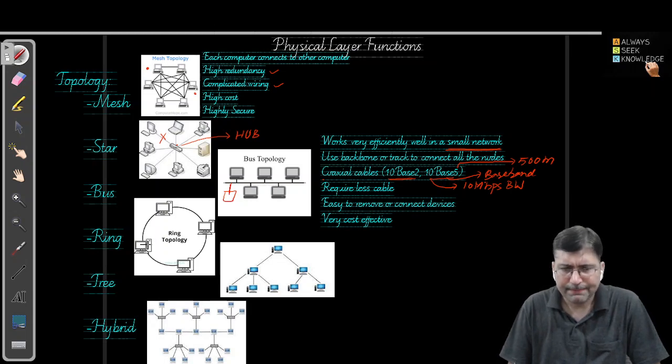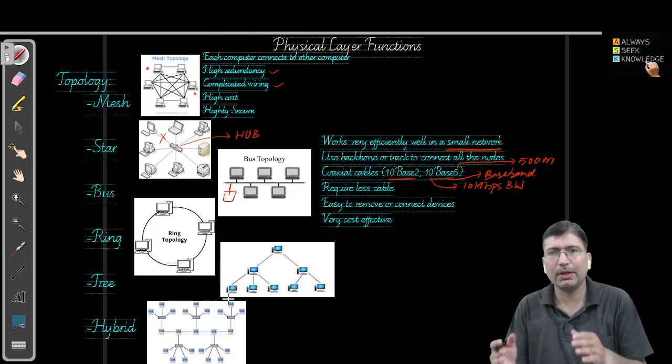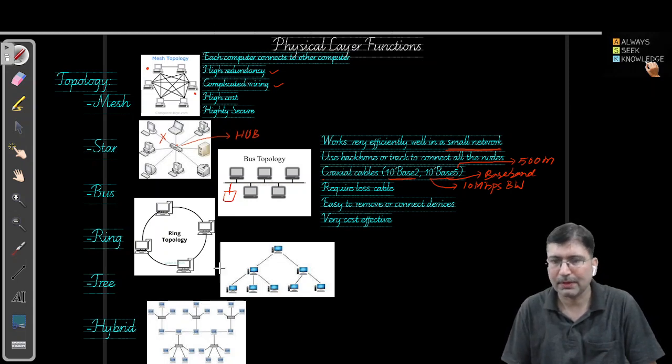There's a ring topology, where the nodes are connected in a kind of cycle or ring. There's a tree topology and there is a hybrid topology. So when we want to connect two different networks, one network may have some topology and another network may have some other topology. In that case, we need to manage a hybrid topology, right?